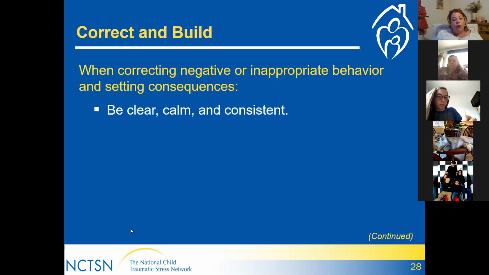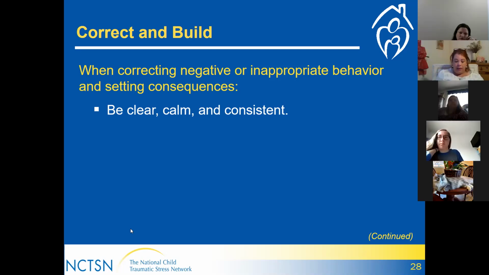Whatever that looks like for you, be very clear in making sure both of you understand what the rules are, that they mean the same thing to both of you. Be very calm when you're doing it and consistent. It's okay to say, this is the rule and we're going to stick with it.